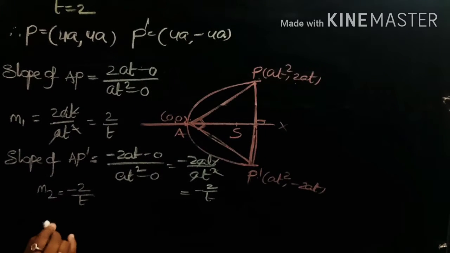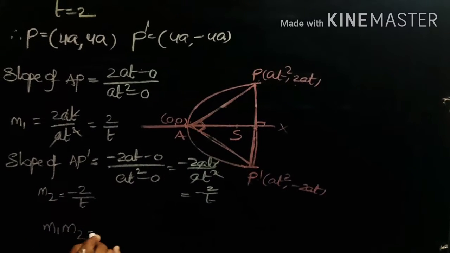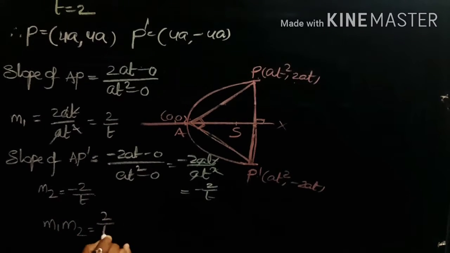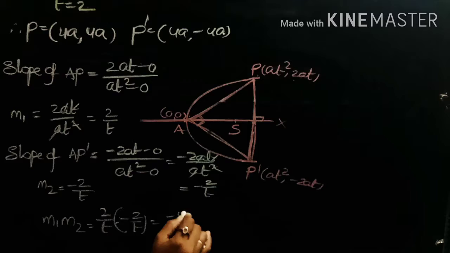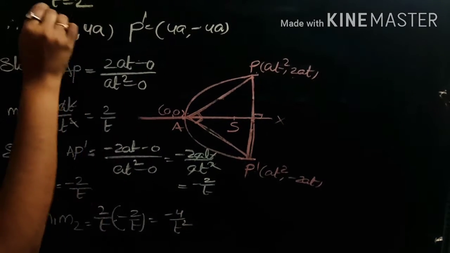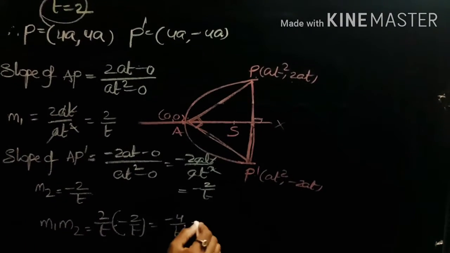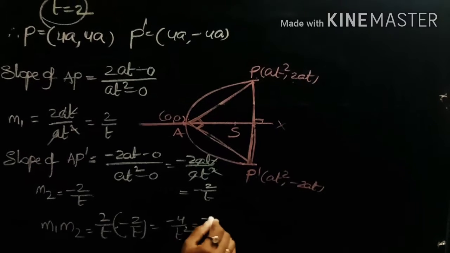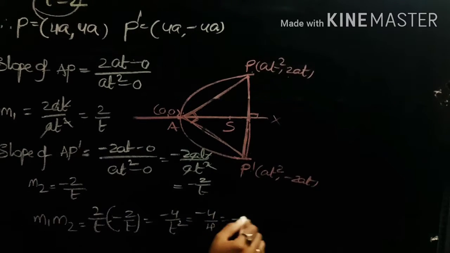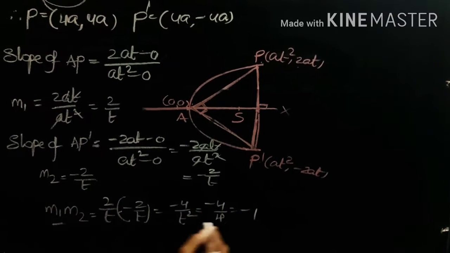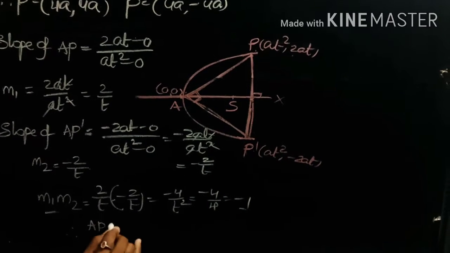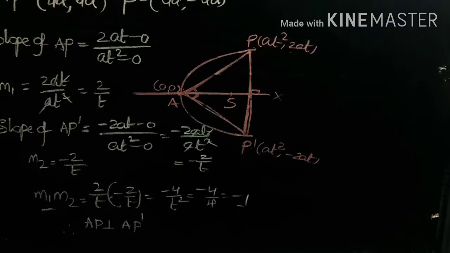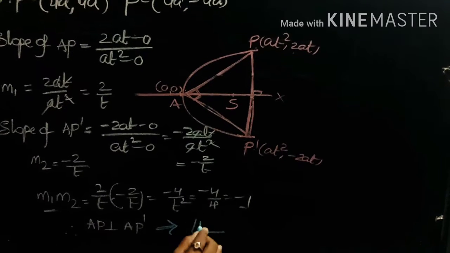Now finding the value of m1 into m2. So m1 into m2 is equal to 2 by t into minus 2 by t, that is minus 4 by t square. But already we have t is equal to 2, so t square is equal to 4, and minus 4 by 4 is equal to minus 1. Therefore m1 into m2 is equal to minus 1, which means the lines are perpendicular to each other, that is AP is perpendicular to AP dash, which implies the angle is equal to 90 degrees.